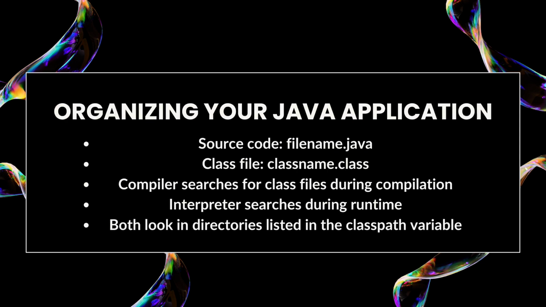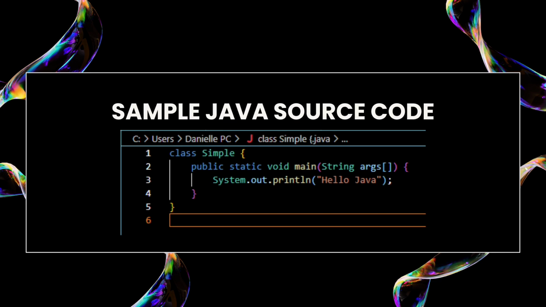A Java application is made up of files like filename.java, which is the source code, then classname.class, which is the compiled bytecode. The compiler and interpreter search for these files in the directories listed in your class path variable. Here's a simple example of a Java program. This program simply prints "Hello Java" on the screen, an important first step for every Java programmer.